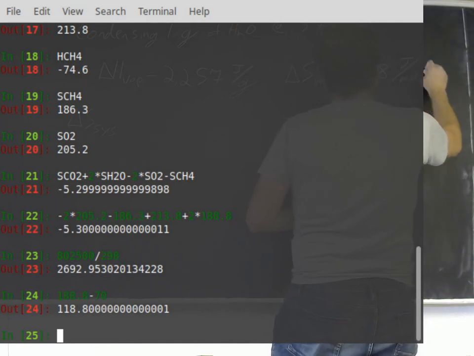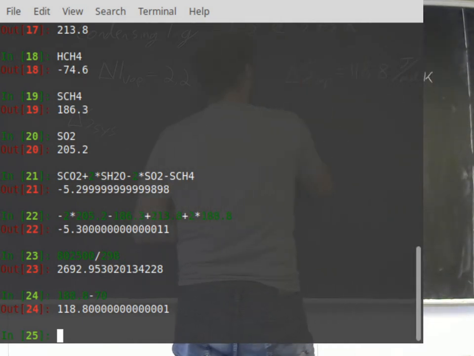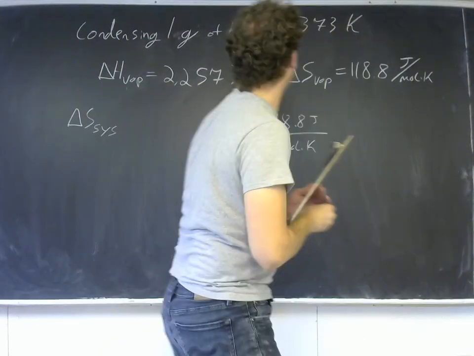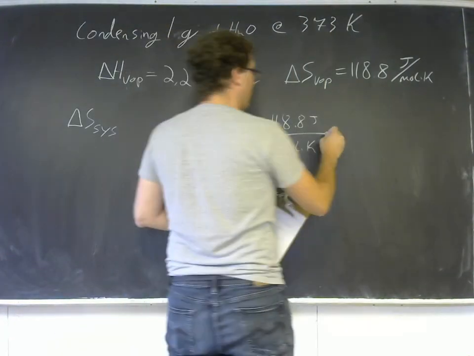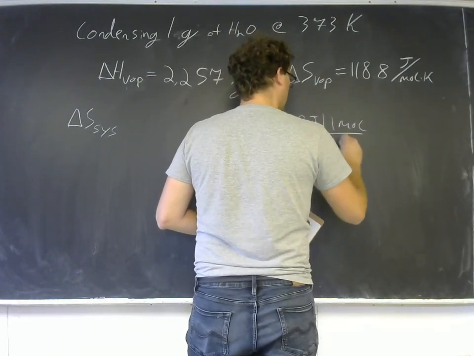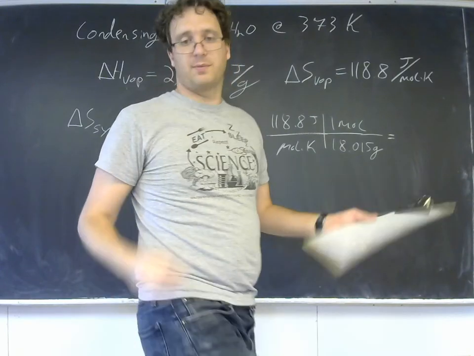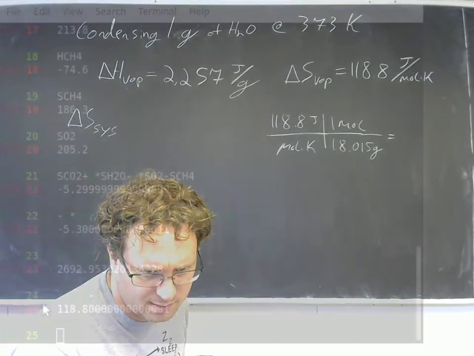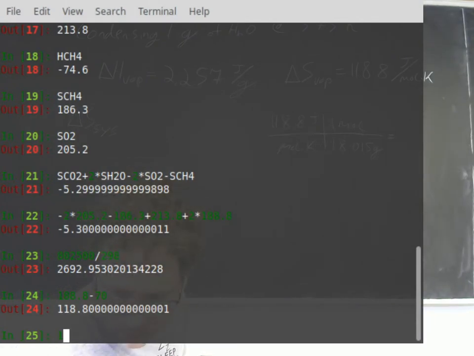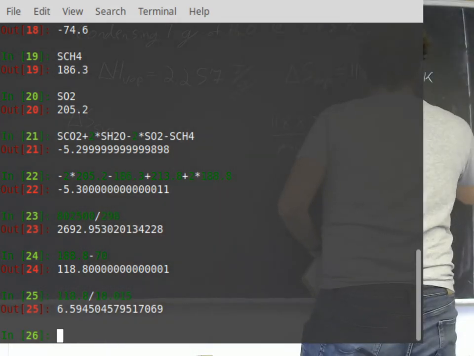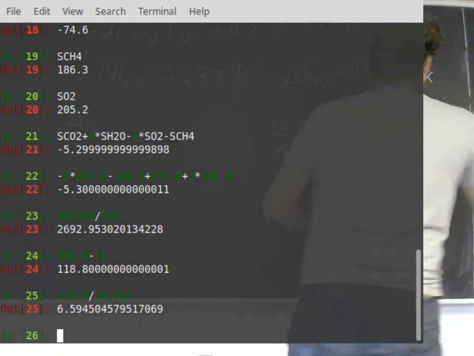joules per mole Kelvin. Let's turn it into a per gram basis just to make our life a little easier. And we'll say that 1 mole of water is 18.015 grams. That'll give us joules per gram Kelvin and make everything a little bit easier. So we'll take the 118.8 divided by 18.015, and I get 6.59 joules per gram Kelvin.